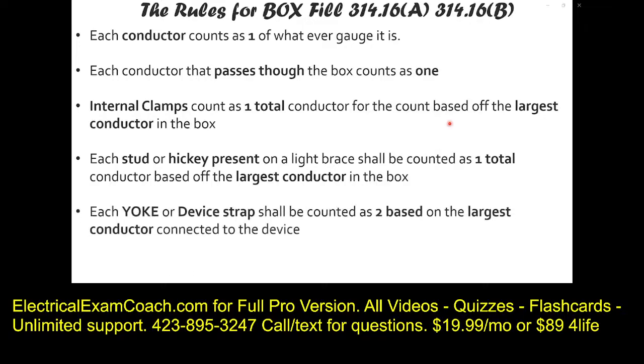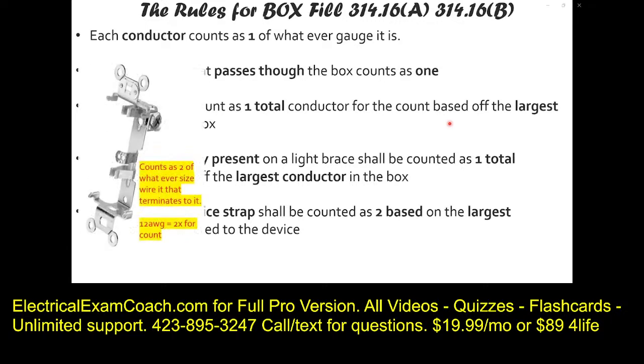Now we need to account for device straps and yokes. What the code states is that each device strap or yoke is counted as 2, based off the largest conductor that's connected to the device. As we learned earlier in the program, this is a device yoke, or what we call a device strap. How I like to think about it is each gang of a box. If you have a single gang box, 2 gang box, or 3 gang box, each gang is going to count as 2 based off the largest wire that is connected to the device.